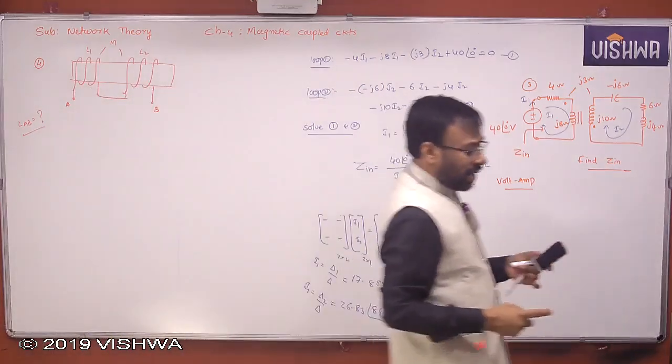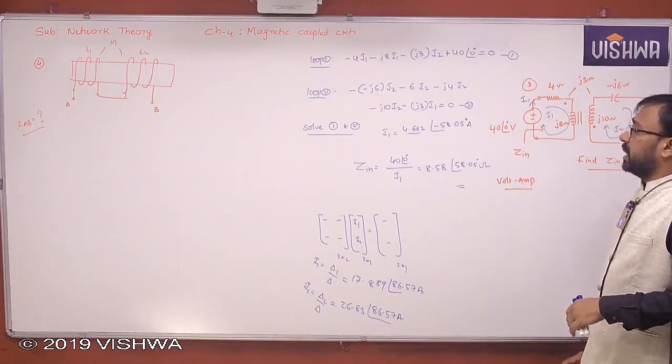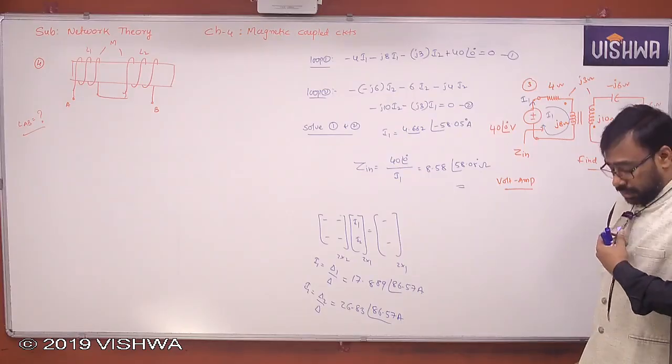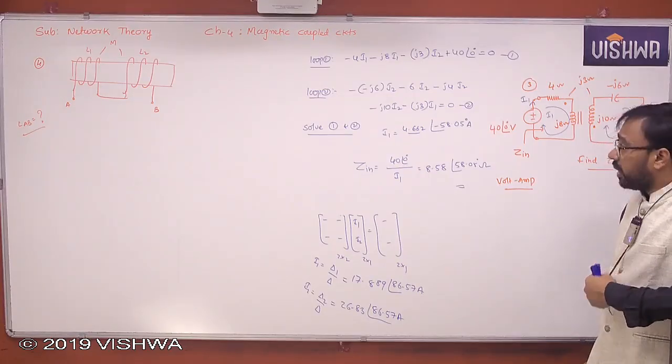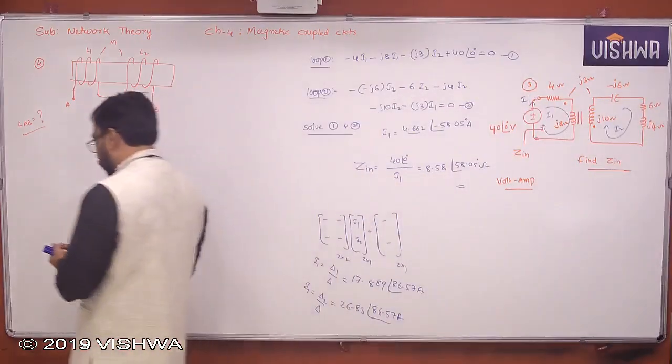Now let's move on to series combination of 2 inductors. They're connected in series and asked to find what is the equivalent inductance. I think you finished this, right? Okay, let's go for this now.